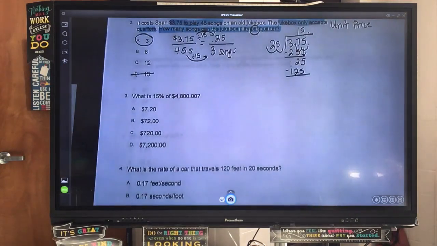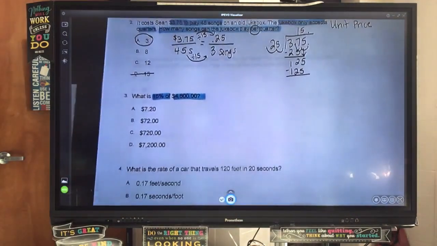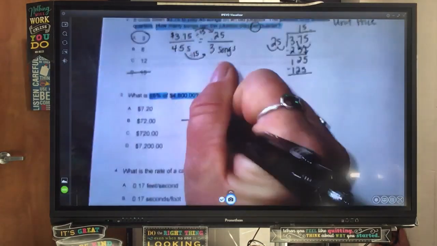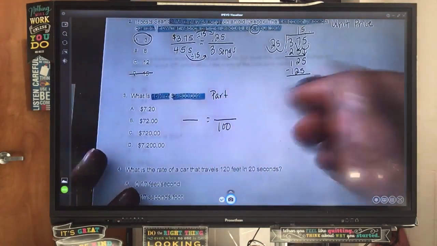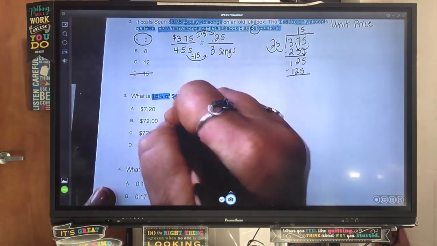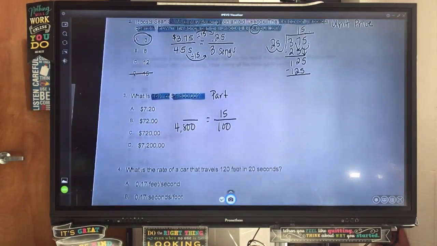Okay, this is your first percent question. All right, so it says, what is 15% of $4,800? What's important in this question? 15% of 4,800. Okay, so Noah, what are we looking for then? The part. All right, so if I set this up like we are used to seeing it, I know that 15 is gonna go above my 100, and I know that 4,800 is gonna go underneath because Noah just told me we're looking for the part.